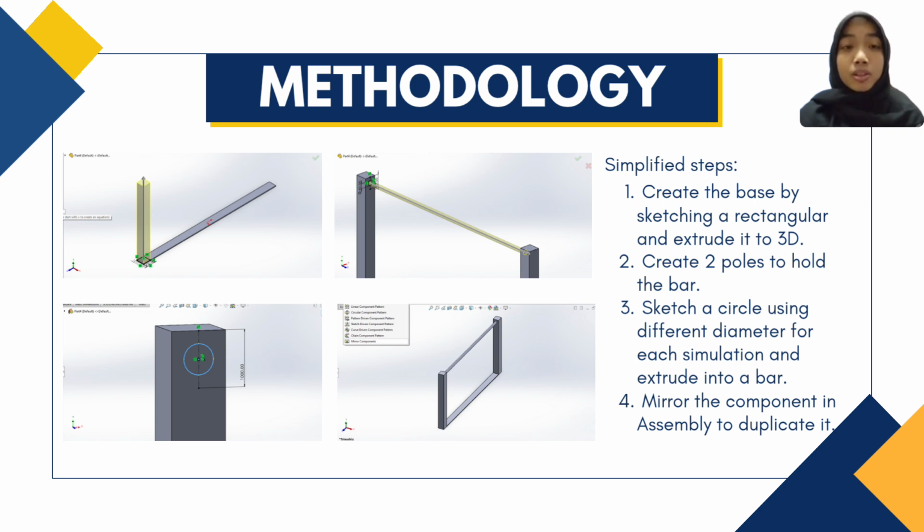To create the bar, sketch a circle on the pole and set the desired diameter. In this simulation, we start with 20 cm, then 30 cm, and then 40 cm radius. Extrude it to design the length of the bar. In assembly, select mirror component and clean to get a second parallel bar.